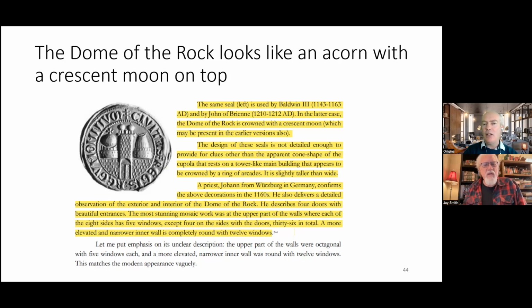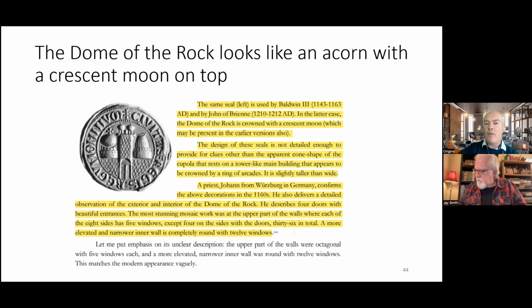The same seal left. It's a huge crescent at the top there. Absolutely, yeah. So it would have been quite a dominant symbol. And it looks much more conical than round, like it is today. Yeah. So it's clearly, what we have today is very different from what existed at that time.